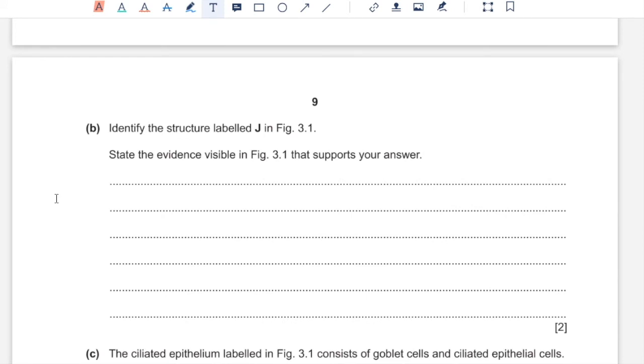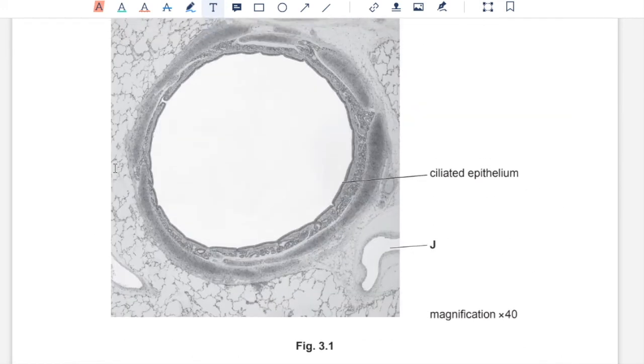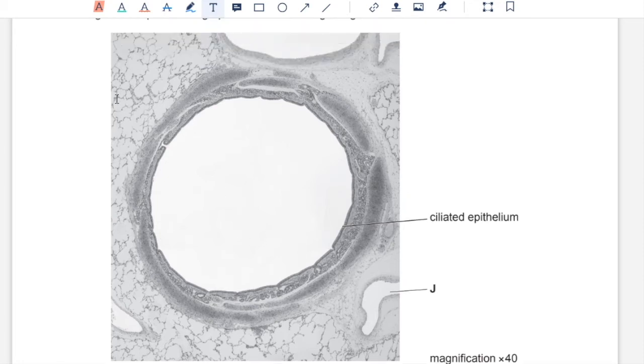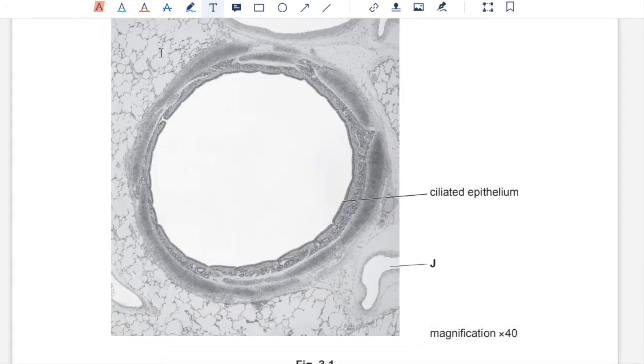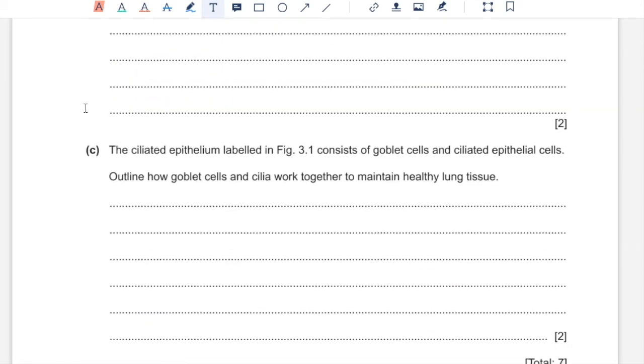B, identify the structure labeled J in figure 3.1. State the evidence visible in figure 3.1 that supports your answer. Okay, so around bronchus, you'd have alveoli and blood vessels in photomicrographs, and since these are the alveoli over here, that means the structure J has to be a blood vessel, and I'd say it is a vein because it has an irregular lumen, an irregular shape.